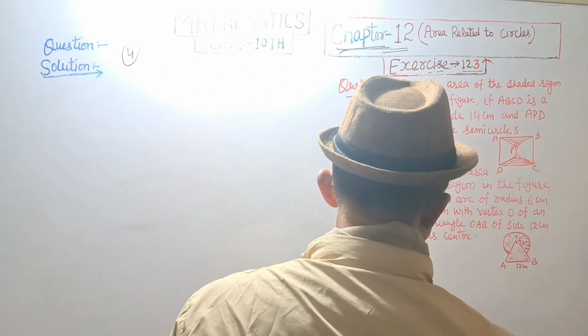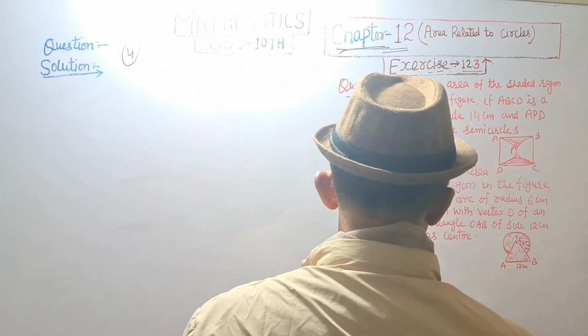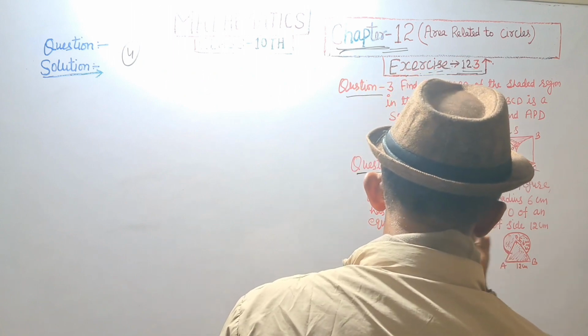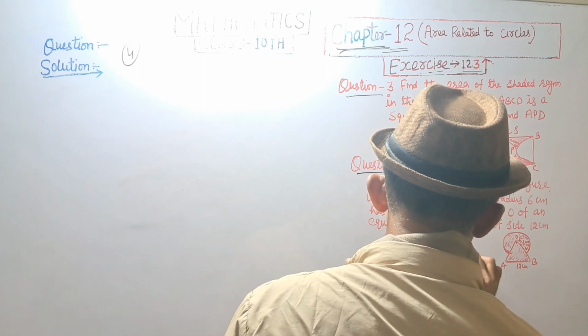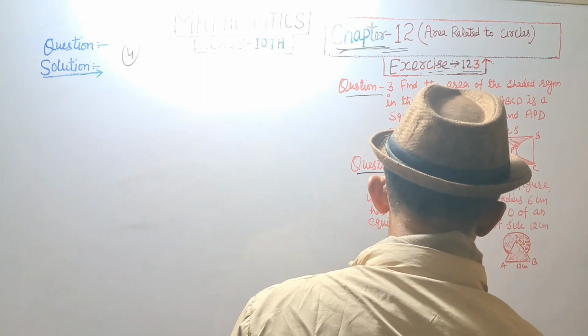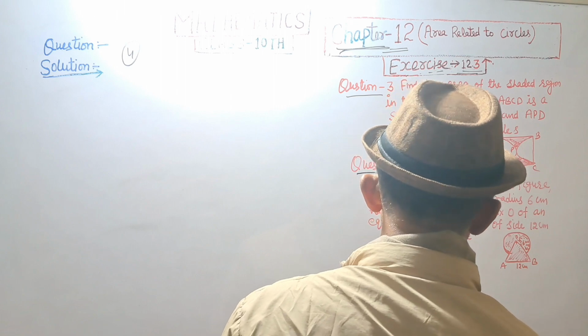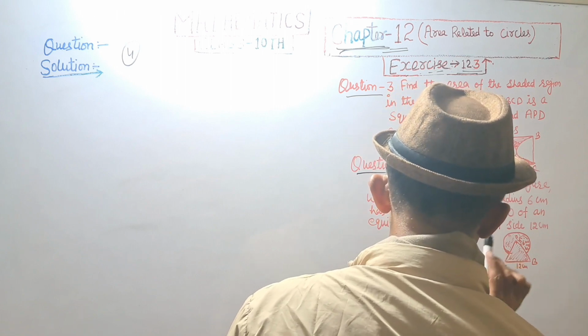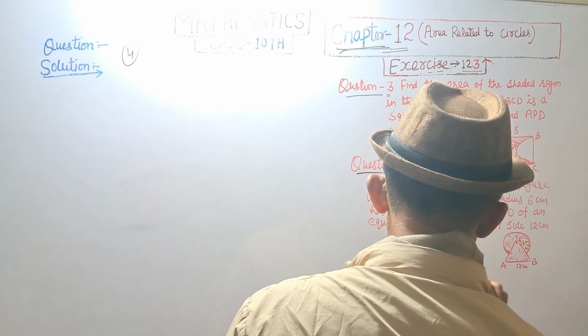Find the area of the shaded region in the figure where a circular arc of radius 6 centimeter has been drawn with the vertex O of an equilateral triangle OAB of side 12 centimeter as center.